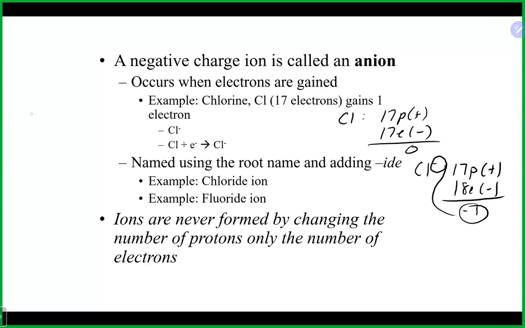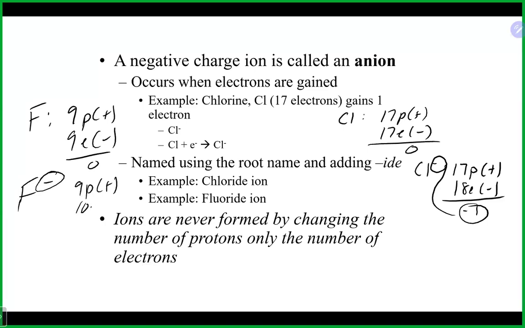Same thing if you did any other one. If you had fluorine, fluorine is number 9 on the periodic table, which means it has 9 protons and 9 electrons to give you 0. Also group 7, which means it will make a -1 charge, and it will still have 9 protons, and we'll end up with 10 electrons, giving us that -1 charge that occurs here.